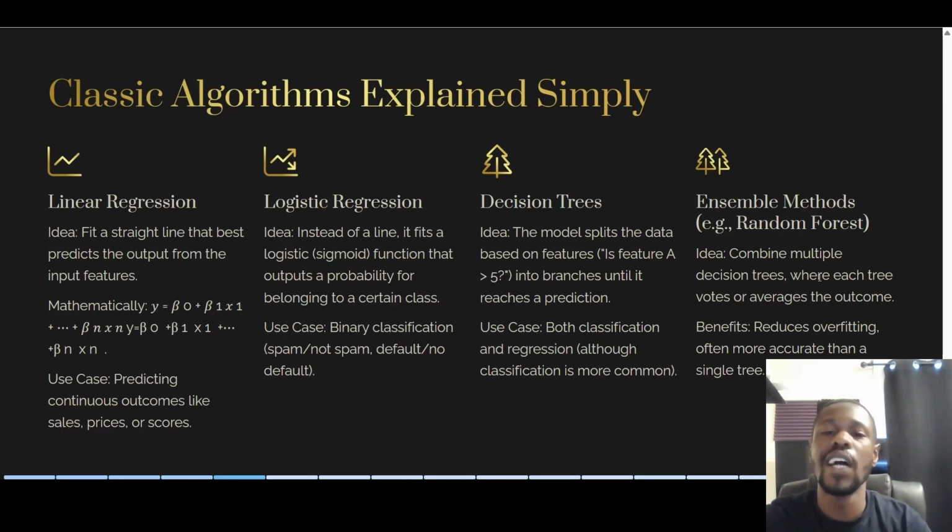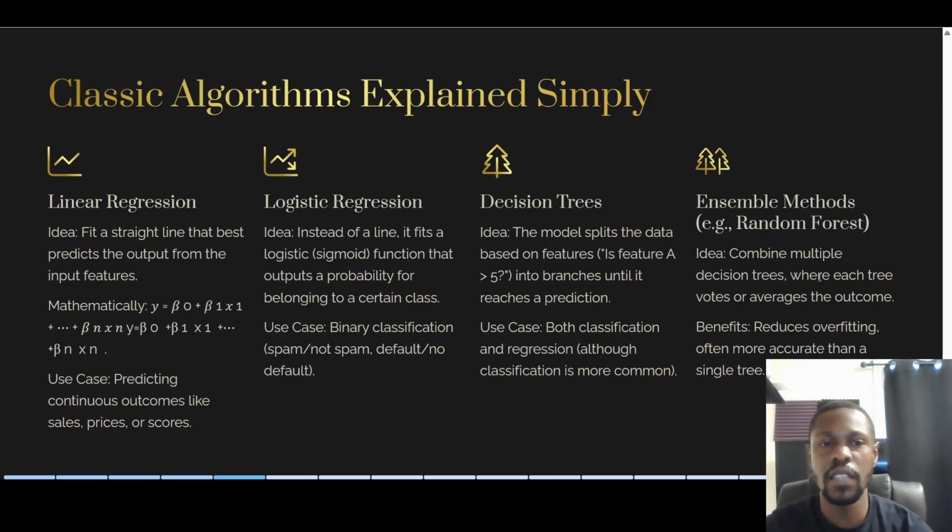Decision trees. The idea is that the model splits the data up based on features. Is feature A greater than 5? And then it will essentially branch off until it reaches a prediction. I'll give a much better scenario. It will ask a series of yes or no questions, and depending on the answer, it will then branch off into another decision tree.